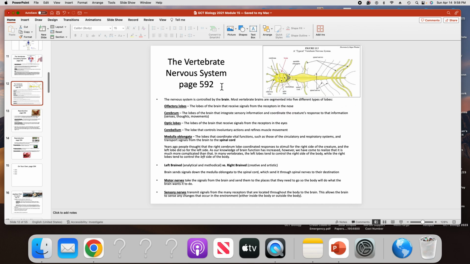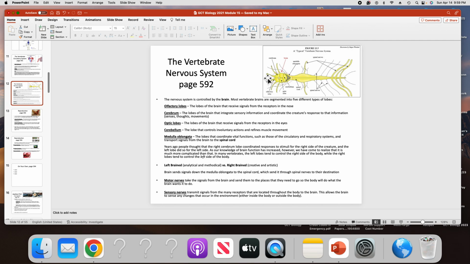All right, let's look at the vertebrate nervous system. This nervous system is controlled by a brain. So in our previous modules, we looked at the ganglia, which are just these little groups of nerves in the earthworm. But here we have a more developed nervous system that has a brain with different lobes in it. So it says most vertebrate brains are segmented into 5 different types of lobes. So they're going to be explained here.